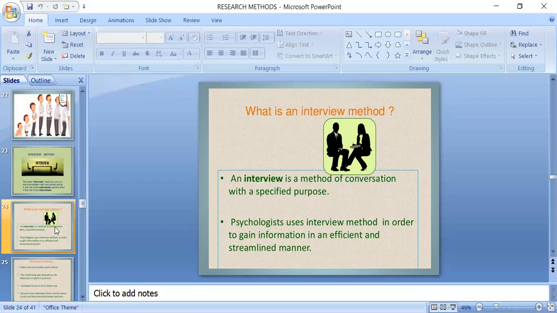An interview is specific for a specific purpose, like a job interview. In a job interview, you are not allowed to chit-chat. They have an organized form, a structured form of questions that they ask you in order to judge your personality, in order to gain information about your efficacy.